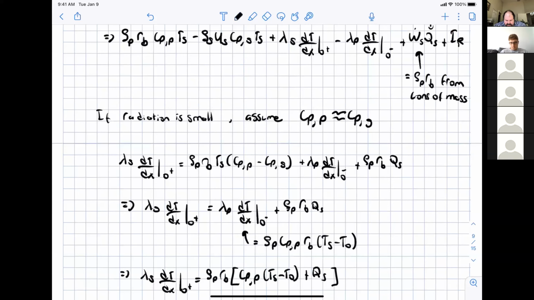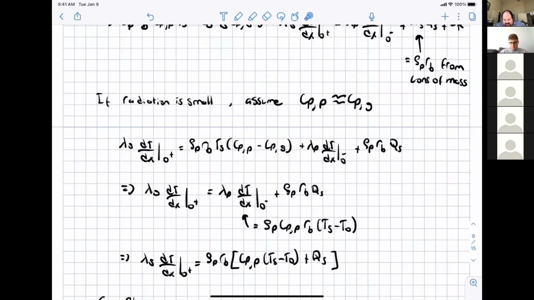Okay, so if we assume that the specific heat of the gas and propellant are close, we can get rid of this term here. Then we simplify the surface energy balance at the interface: the conduction heat flux on the gas phase side of the surface is equal to the conduction heat flux on the condensed phase side, plus the mass flux times the net vaporization or pyrolysis heat of reaction occurring on the surface.